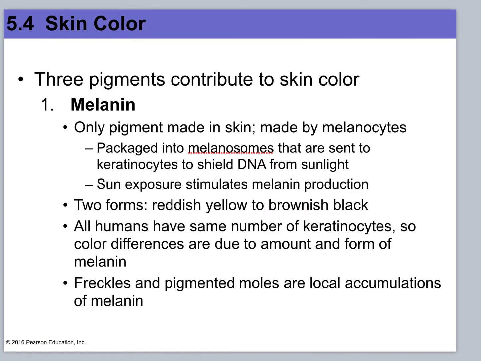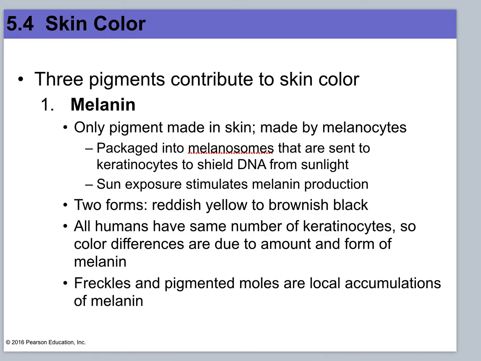There's some pigments that contribute to skin color. One of those pigments is melanin. Melanin is the only pigment made in the skin. This is produced by the melanocytes, packaged into melanosomes that are sent to the keratinocytes to protect the DNA of the keratinocytes from sunlight, mainly from UV radiation.